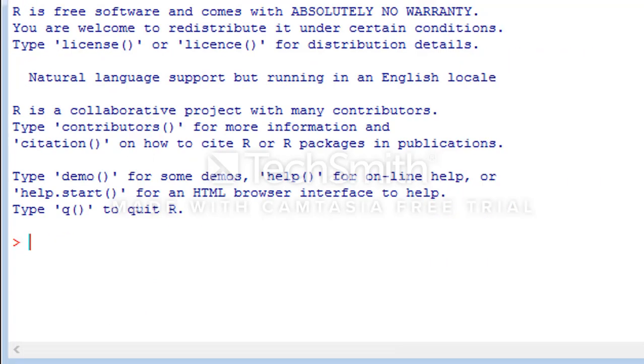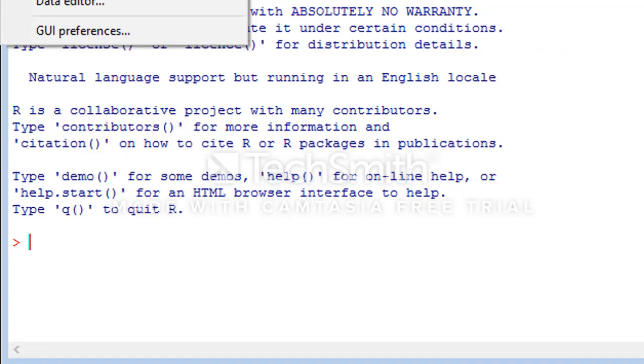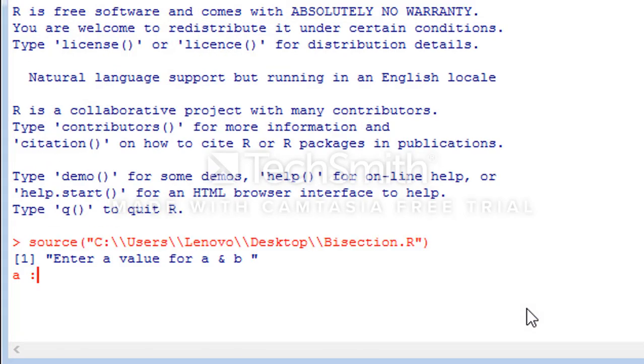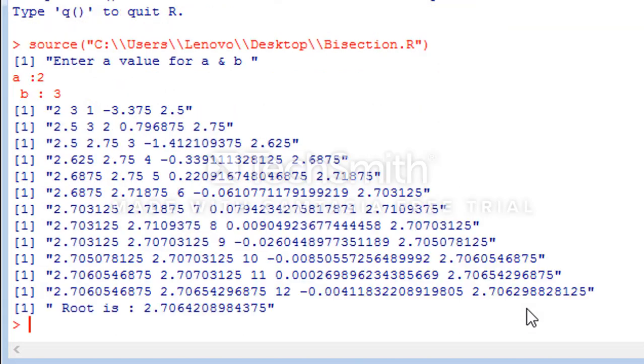So here is what I have done. I'm going to add my source R code to this particular program, and this will compute my root. I'm taking my interval like a is equal to 2 and b is equal to 3, and it will compute my root in this particular manner.